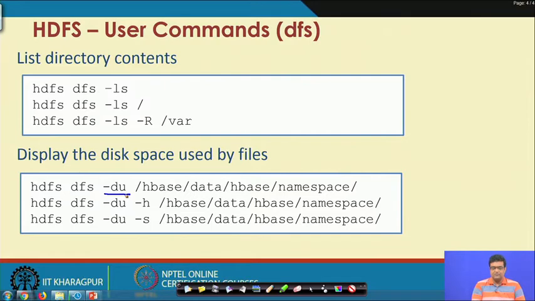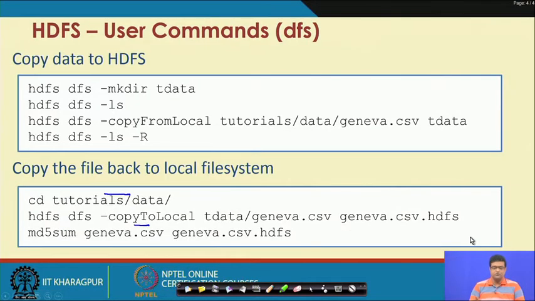So, for example, if you give a subdirectory, it would list all the sub files in this directory, and then it would list the space occupied by those files or directories, or it could give you just a summary if you use the -s flag, and it could give it in a human readable format also with the -h flag. So, the commands are pretty much similar to Unix commands. You can use it as if you are using a Unix file system.